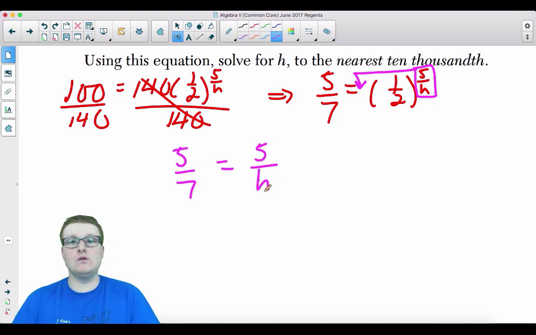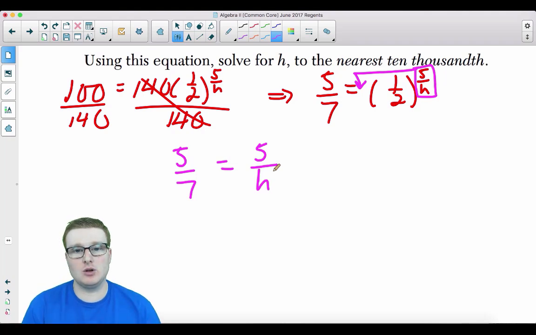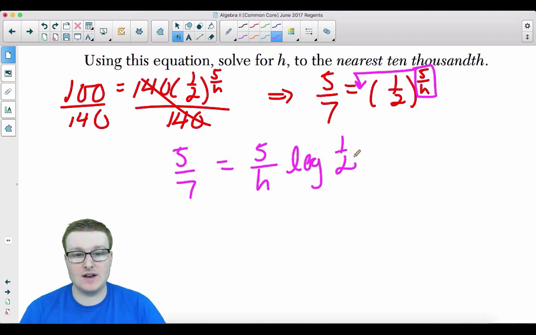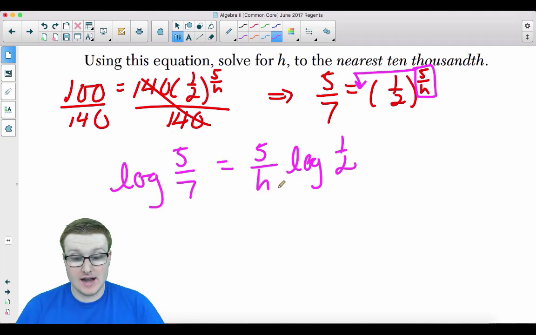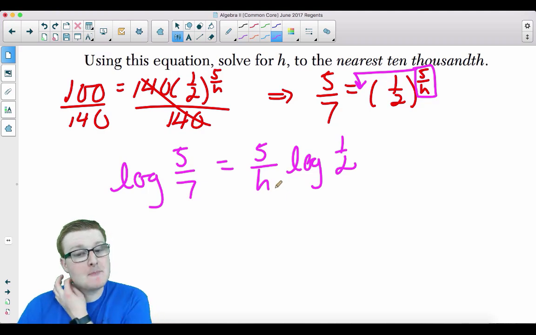Now, the minute you move an exponent down with a variable, you have to write the word log or ln. So I'm going to write log. So 5 over H, the log of 1/2. Now, once you take the log of one side, you must take the log of the other side. Now we're almost there. We are now going to multiply by the reciprocal of this, okay?